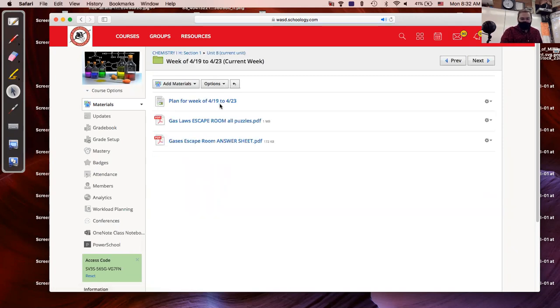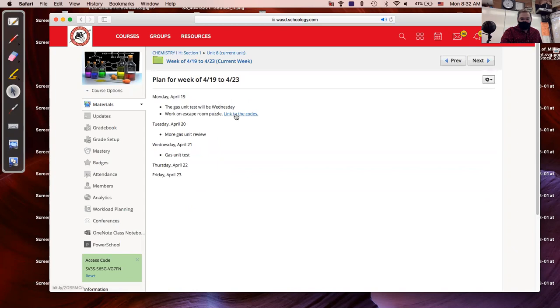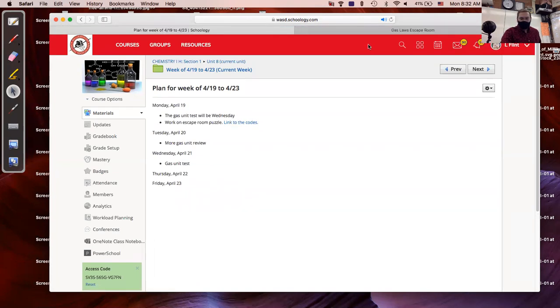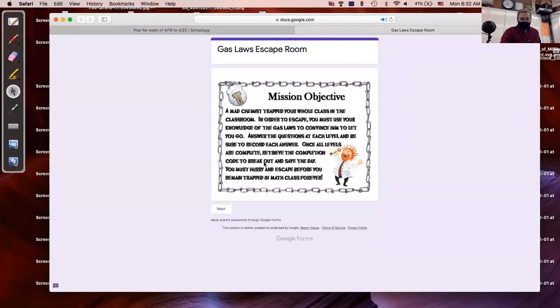So in the plan for the week, there's a little link here. It says link to the codes. I think it's also on the bottom of the thick packet. It says digital link, but you're gonna have to use your Chromebook anyway. So if you go into the plan for the week, this thing here says link to the codes. If you click where it says link to the codes, as the mission objective.